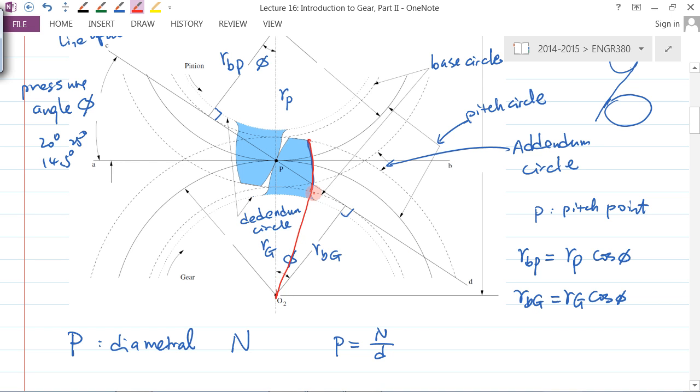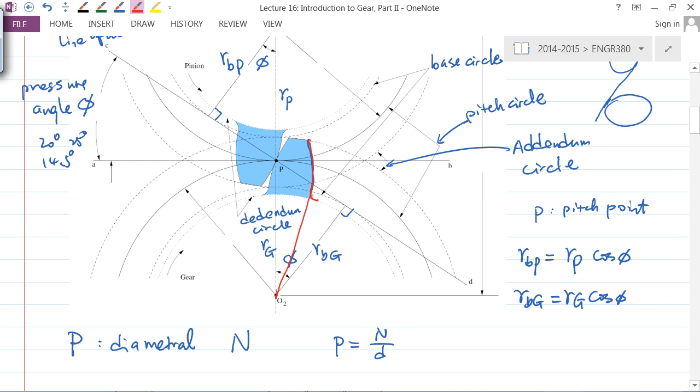Then you can create a fillet at that location. You know what I'm saying? So that's the portion of profile within the addendum and the base circle. In the next week's tutorial, the video you're going to go through is to create the gear profile. Basically, you do this.